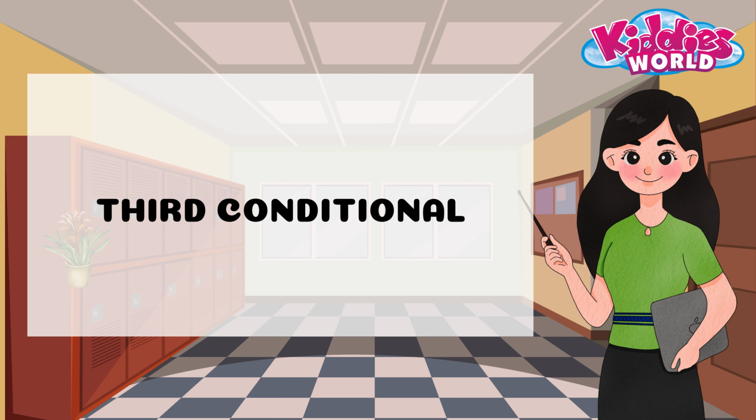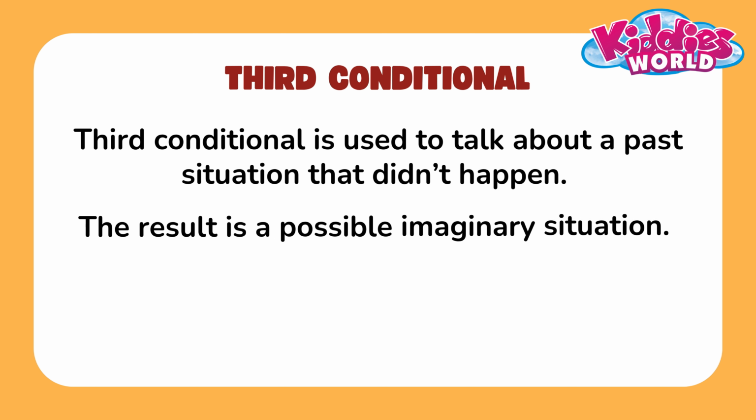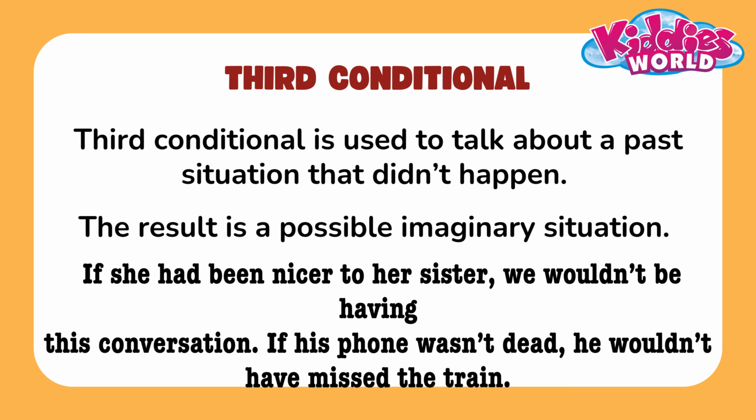Third conditional. Third conditional is used to talk about a past situation that didn't happen. The result is a possible imaginary situation. For example, if she had been nicer to her sister, we wouldn't be having this conversation. If his phone wasn't dead, he wouldn't have missed the train.